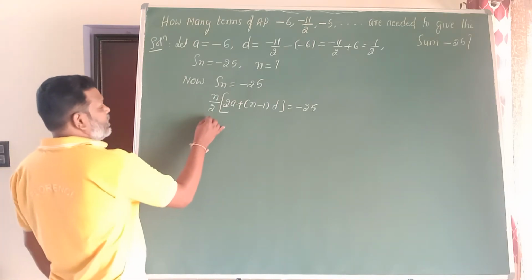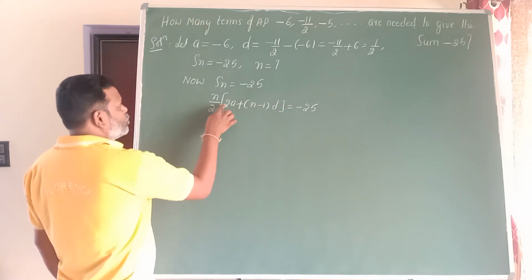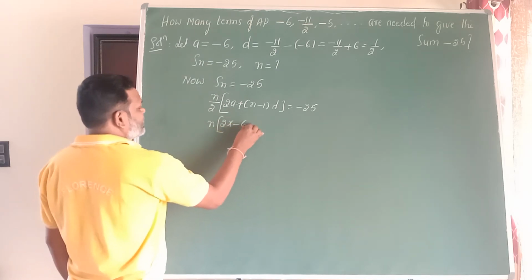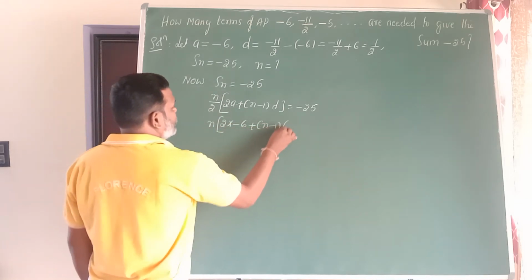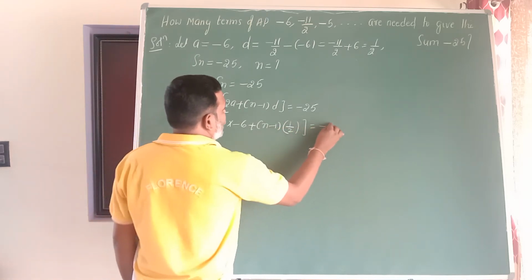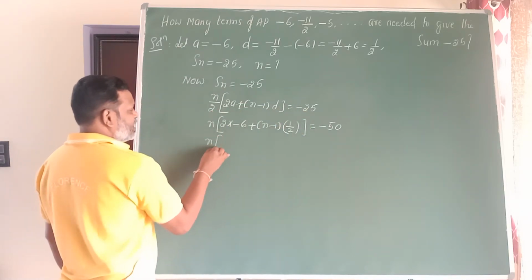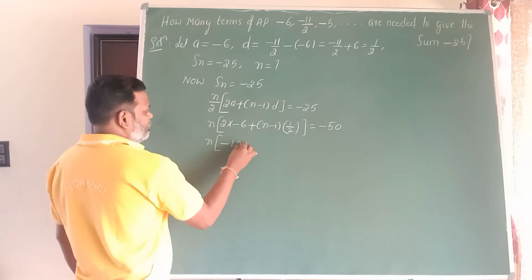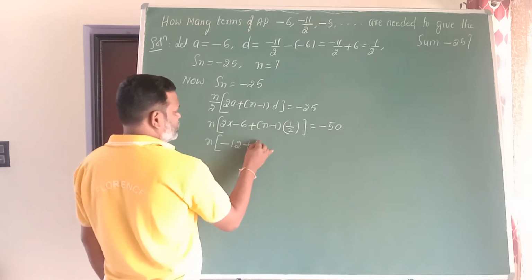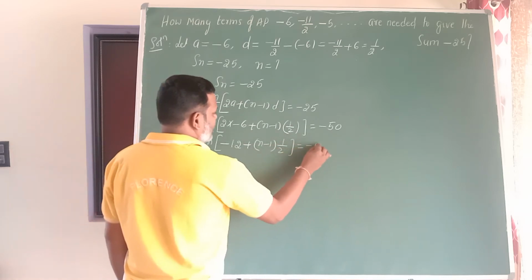Okay, now n by 2, cross multiply 2, that is n into 2a, 2 into minus 6, I can write 2 into minus 6 plus n minus 1 into d. d is what here? 1 by 2, is equal to minus 50. How does it become minus 50? 2 into minus 25. Simplify this: n into minus 12 plus n into 1 by 2. Or else we can do it like this: n into minus 12 plus n minus 1 by 2 is equal to minus 50.